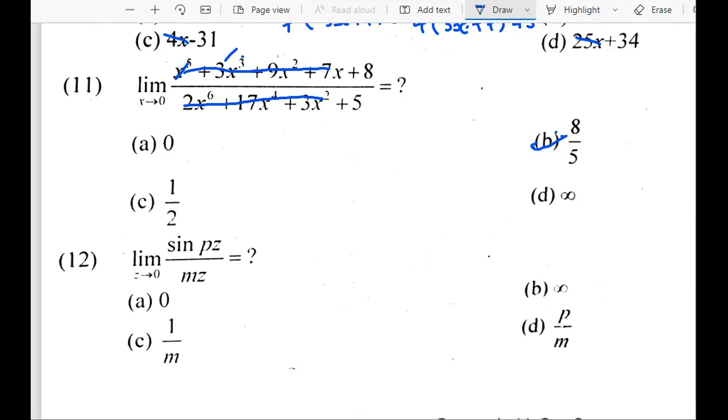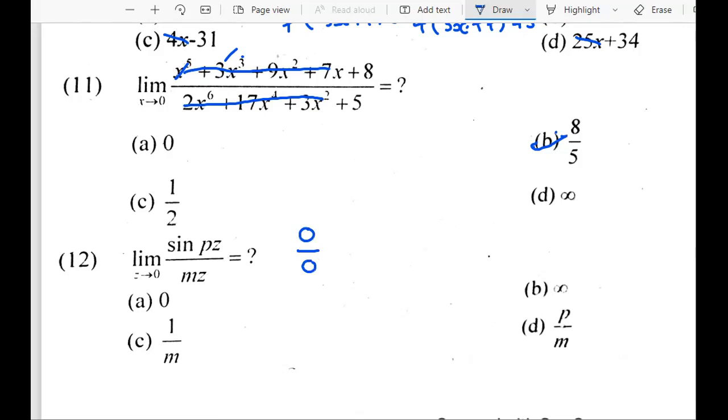Okay. And let's talk about the last question for this video. That is sine pz divided by mz. Now, when I use the value of z equals 0, I know that it would become sine 0 divided by 0. Sine 0 would be 0, right? So this again is turning out to be 0 divided by 0. So you cannot say that the answer is 0. You cannot say that the answer is infinity because you're dividing it by 0. No, this is the indeterminate form.